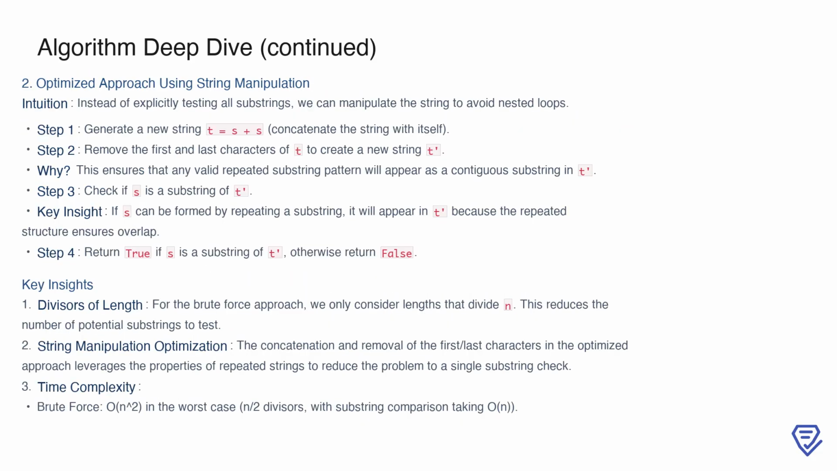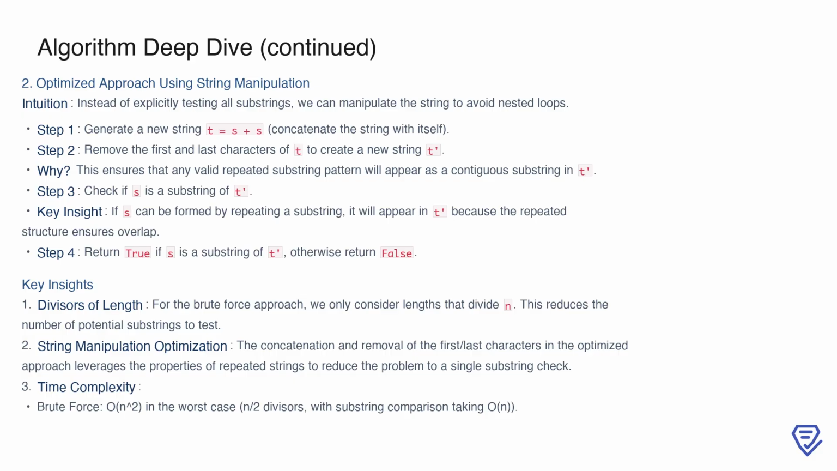To make the solution more efficient, we can use an optimized approach based on string manipulation. Instead of explicitly testing all substrings, we manipulate the string in a way that avoids the need for nested loops. First, we create a new string by concatenating the input string with itself, resulting in a longer string. Then, we remove the first and last characters of this concatenated string. This ensures that any valid repeated substring pattern will appear as a contiguous substring within this modified string.